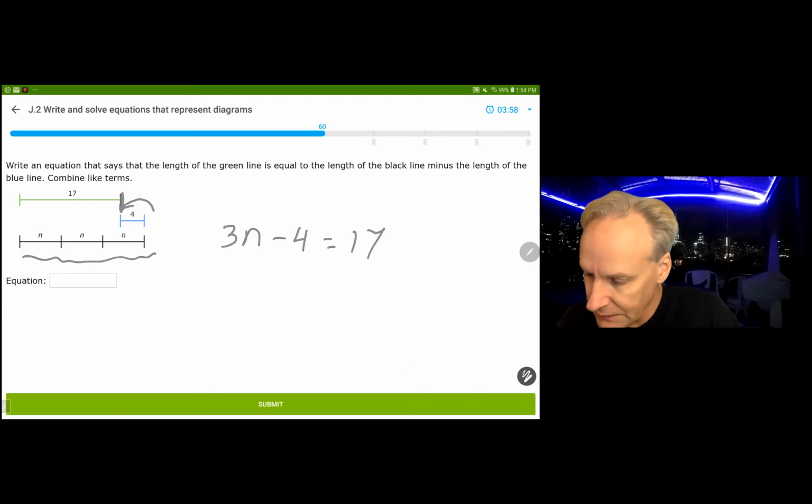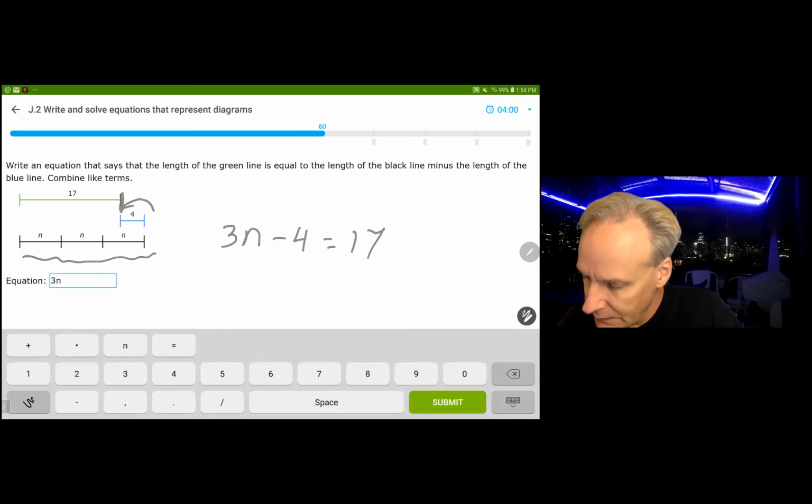Let's go ahead and put it in. 3n. I was wondering how they were going to show subtraction. Oh, another problem. When you use subtraction in IXL, you need to make sure you put the space in there. Sometimes it thinks you're multiplying, so it's a good idea to put the space in, is equal to 17. There we go.